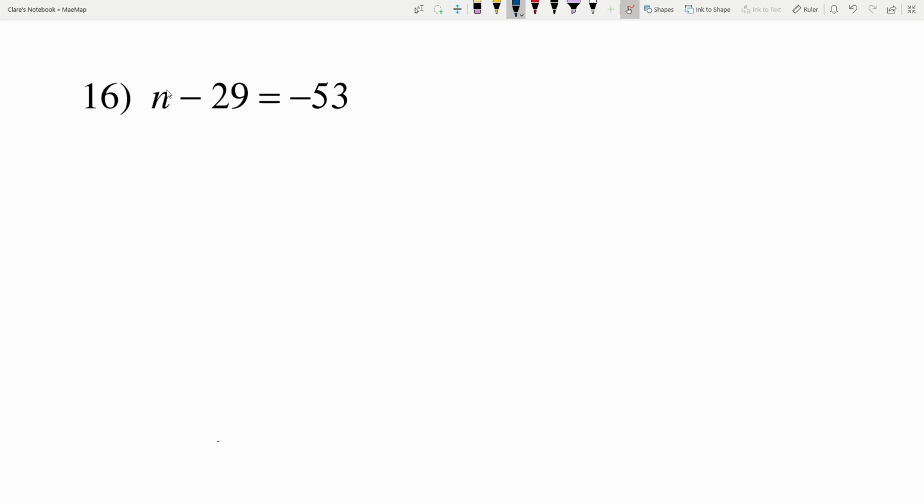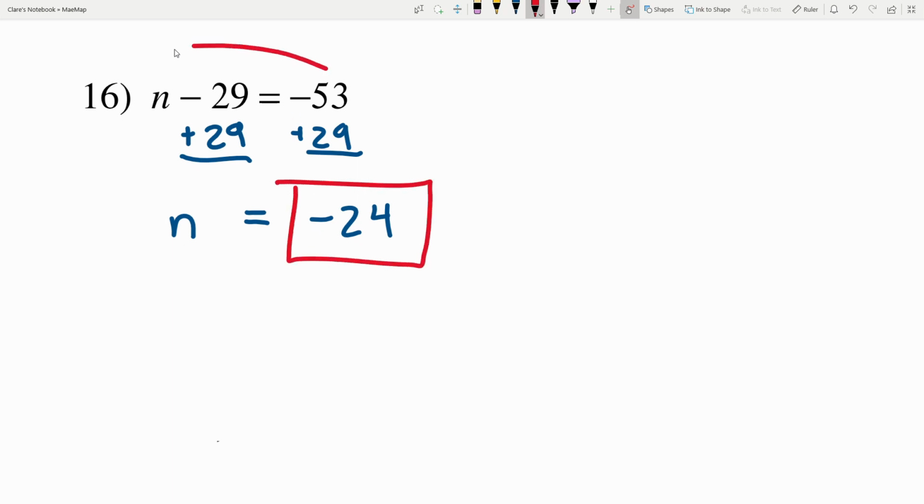So in order to solve, again, I'm isolating my variable, and in this case, my variable is n again. So because that 29 is subtracted, I'll need to add in order to get rid of it on the left-hand side, so that my n is all by itself. Whatever I do to the left, I need to do to the right. So n minus 29 plus 29 is going to be n minus 0, which is simply n, and that's going to be equal to negative 53 plus 29, which is a negative 24. So n equals negative 24 makes this equation true in number 16.